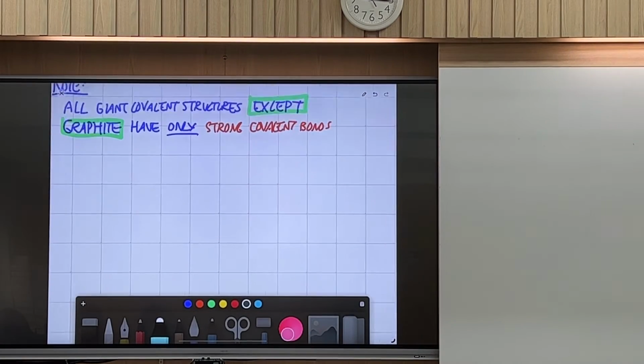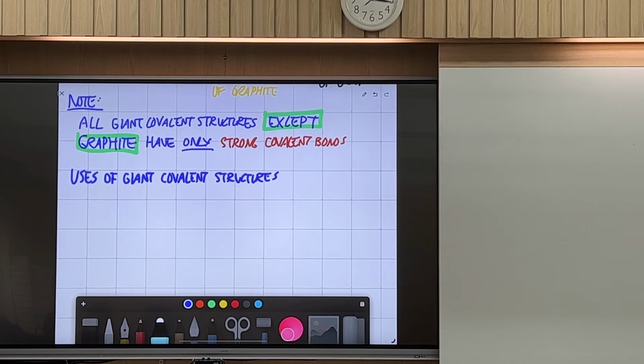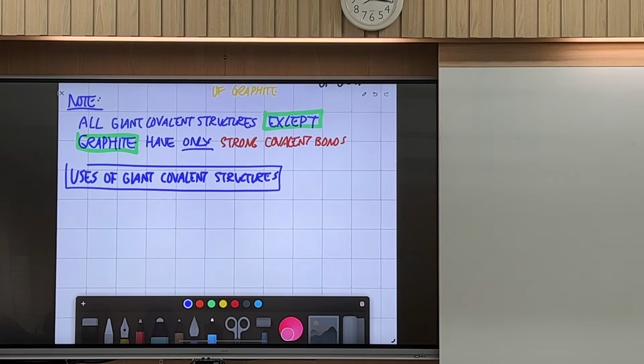So can you put down some uses of giant covalent structures in relation to their properties? Okay, so giant covalent structures. First, we have diamond. Diamond, because it is very hard, can be used to tip drills. So used to tip drills.